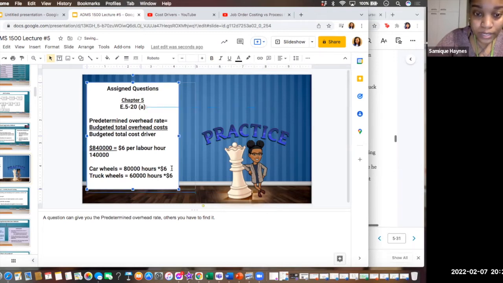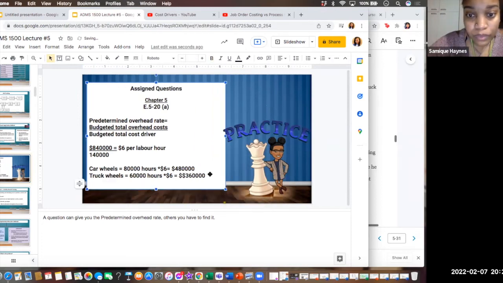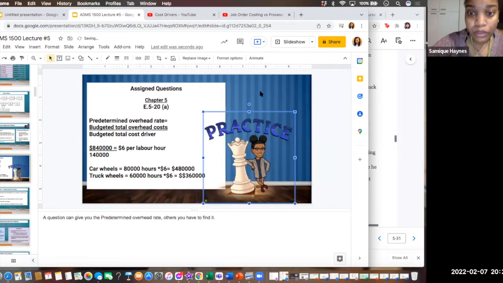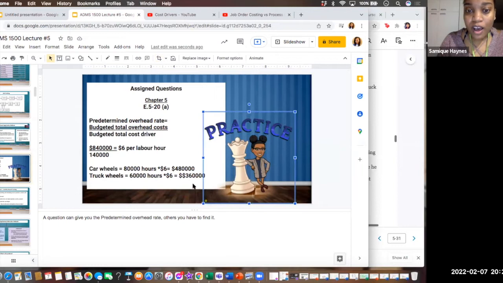And then, so what is this total here? 80,000 hours times 6, $480,000. Oh, that's not a 4, it's a 2, $480,000. And how much is truck for the truck? $360,000. Great. So when you add these two up together, you should get $840,000, right? So of the $840,000, $480,000 goes to car wheels and $360,000 goes to truck wheels, right?